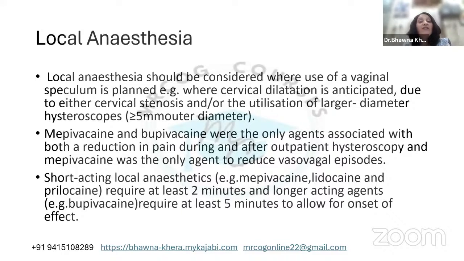Mepivacaine is the only one which reduces the incidence of vasovagal episodes. So here is the one which gives the benefit for the vasovagal episodes. Short-acting local anesthetics like mepivacaine, lidocaine, and prilocaine can be instilled 2 minutes prior, while the long-acting ones require at least 5 minutes to allow for the onset of action.